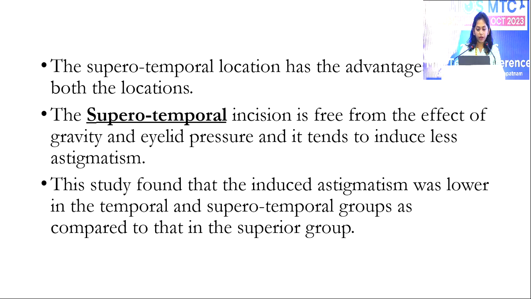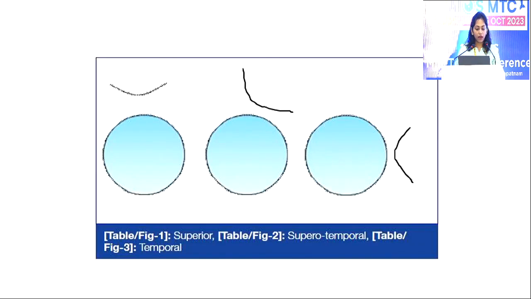The superior temporal location has the advantages of both locations, and it is free from the effect of gravity and eyelid pressure, so it tends to induce less astigmatism. This study found that the induced astigmatism was lower in the temporal and the superior temporal groups as compared to the superior group.